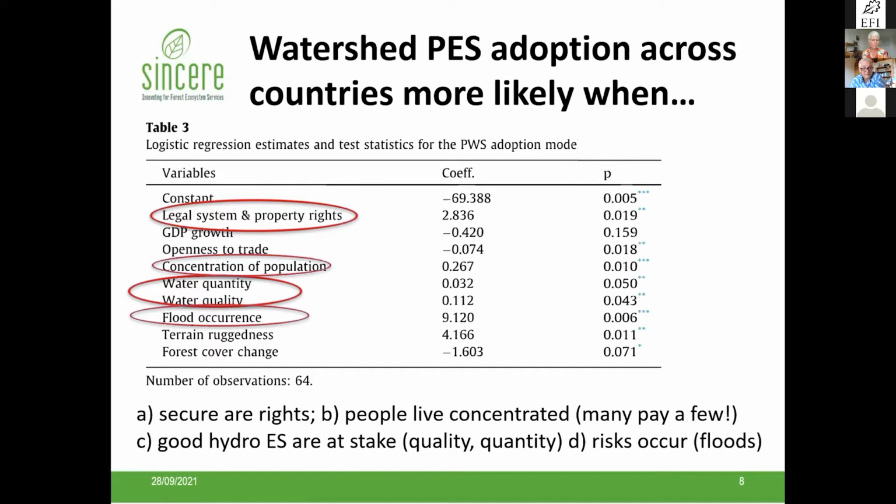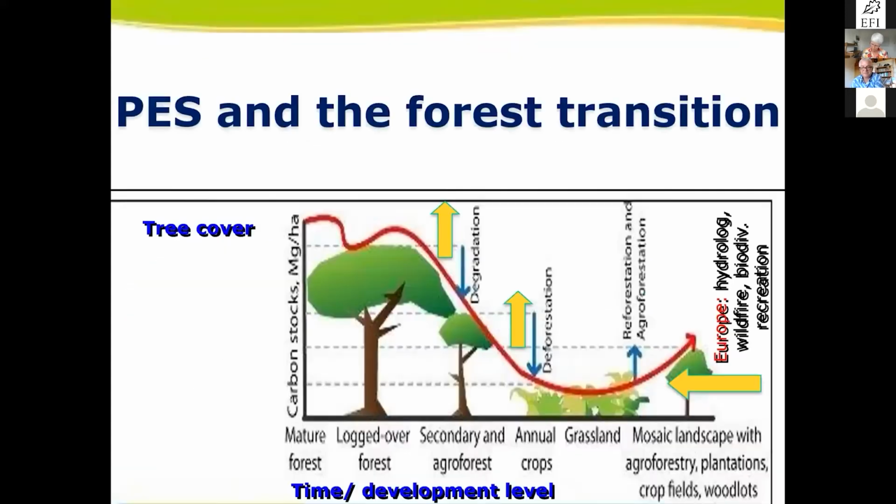When there are really good hydrological services at stake, so you have something to lose in terms of quantity and quality of the service. And as we've just been talking about before the break, when there are large risks, when people are scared, when some small catastrophe has happened, and people are alerted to the fact that they need to do something. Next, please.